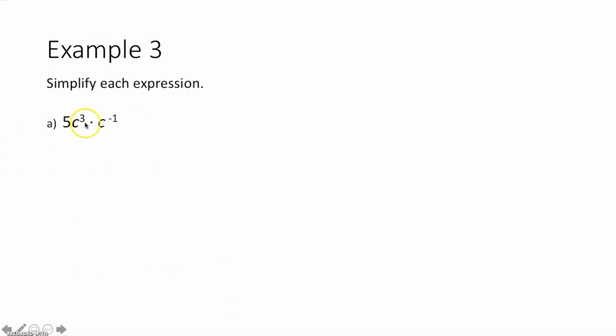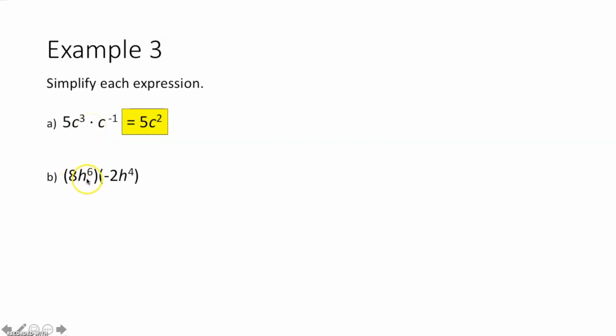Now, example 3, we're going to simplify each expression. So we're doing the same thing here, except we're simplifying, which means our answers should be more simplified than they were. We can't have any negative exponents, stuff like that. Okay, so here's what we're going to do. We have 5c to the 3rd times c to the negative 1st. So when you're multiplying like bases, like these c's, you're going to add the exponents together. So what's 3 plus negative 1? That's the same thing as 3 minus 1. So it's going to be 2. So this is going to be 5c to the 2nd power.